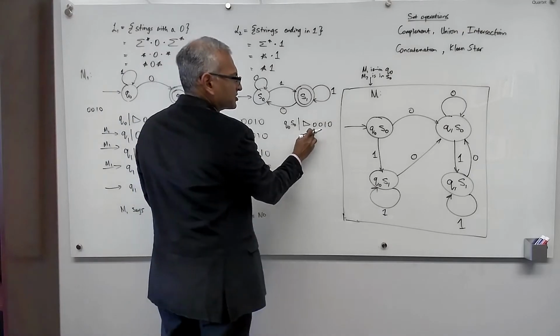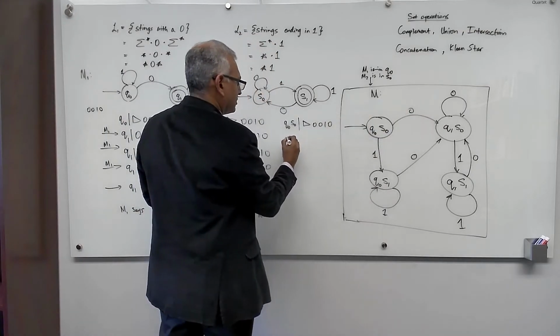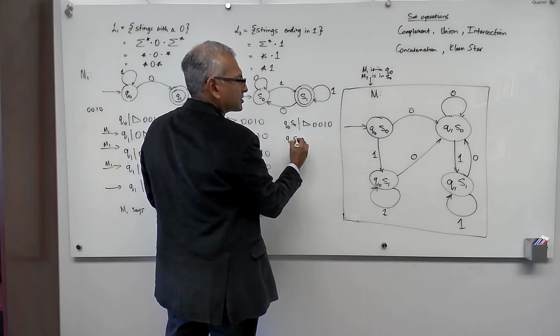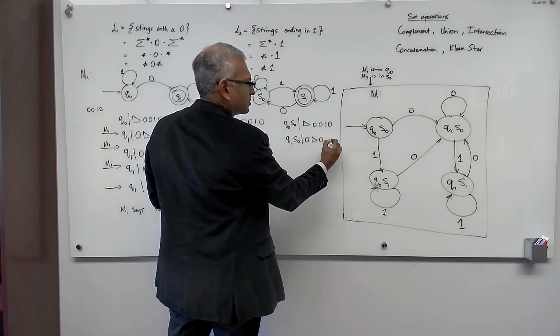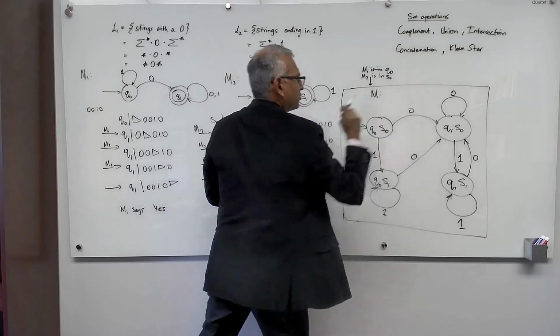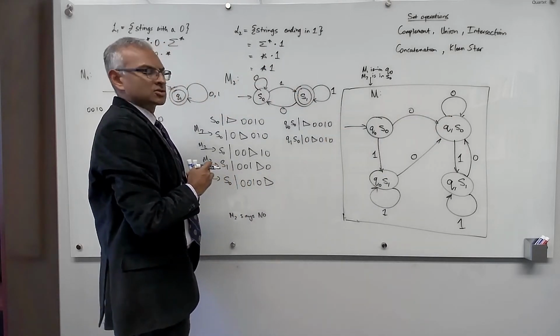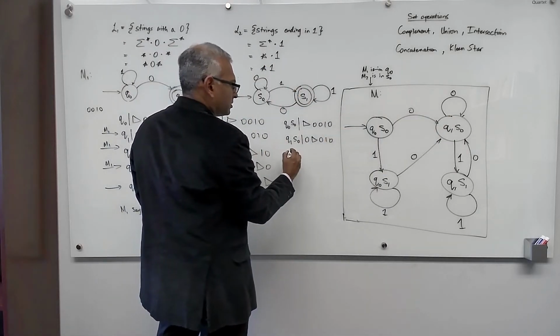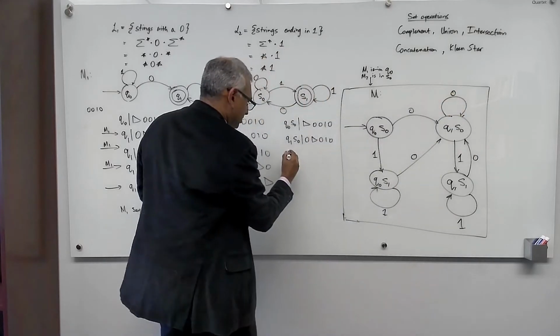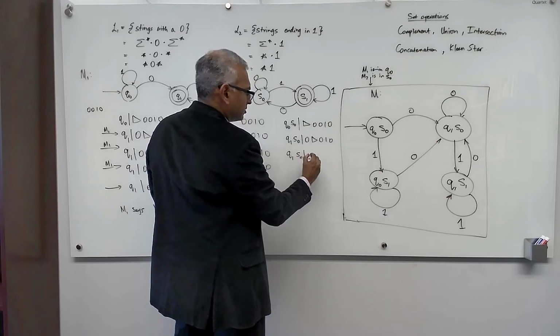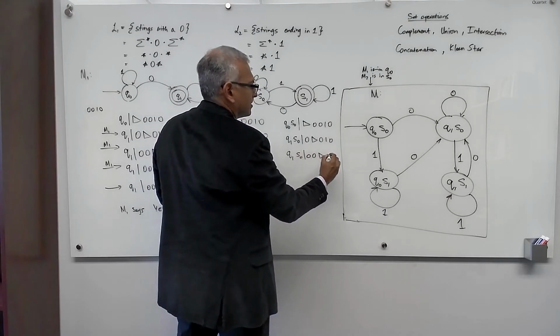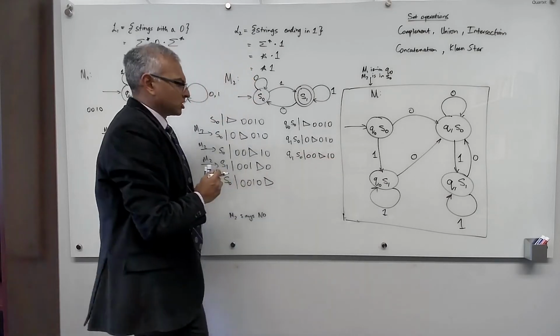We process the first 0. That takes us to Q1, S0, and we have 0, 1, 0 left. We process the next 0, and that keeps us in the same state. So we're in Q1, S0, and we have 1, 0 left to process.